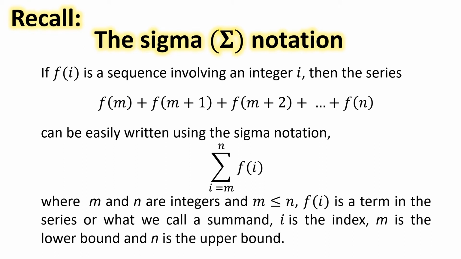If f(i) is a sequence involving an integer i, then the series f(m) plus f(m+1) plus f(m+2) until plus f(n) can be easily written using the sigma notation, summation of f(i) from i equals m until n, where m and n are integers and m is less than or equal to n. f(i) is a term in the series, or what we call a summand. i is the index, m is the lower bound, and n is the upper bound.